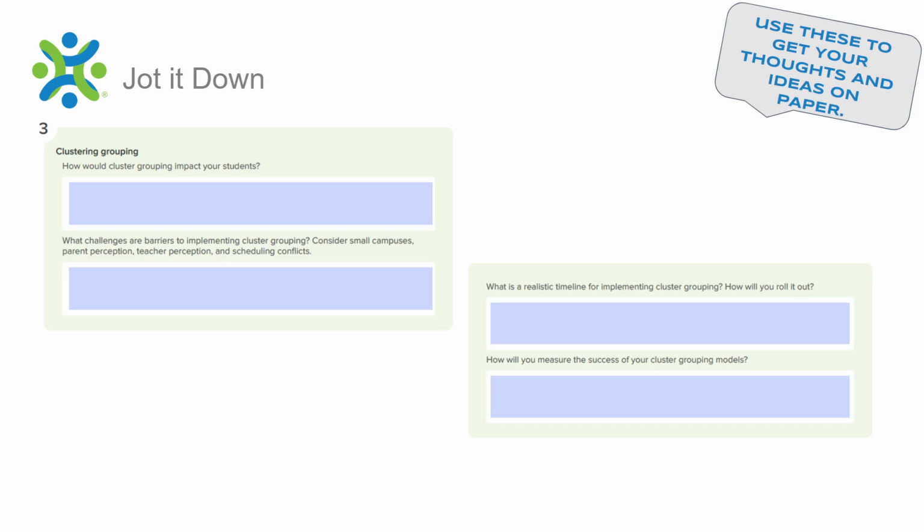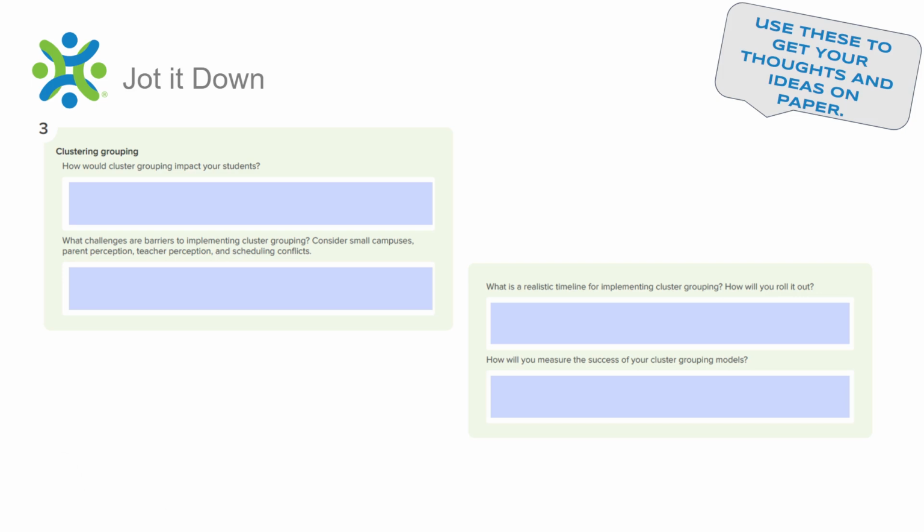And then, of course, what are your scheduling conflicts? Will you be able to have all students who receive pull out, whether it is for dyslexia services, speech services, special education services, ESL services, or advanced learning services? How will those occur? And what if a student receives more than one service? Think through what your timeline is going to be. How quickly are you going to be able to roll this out?